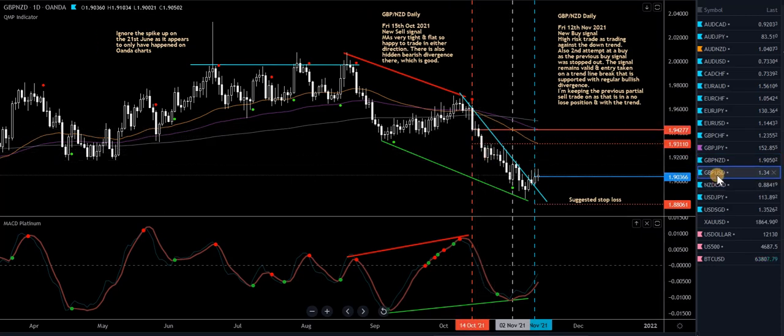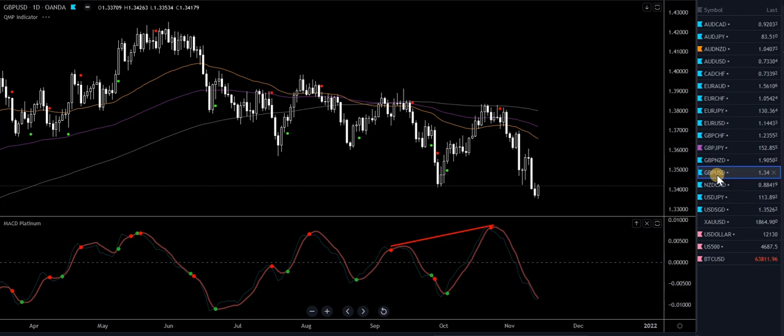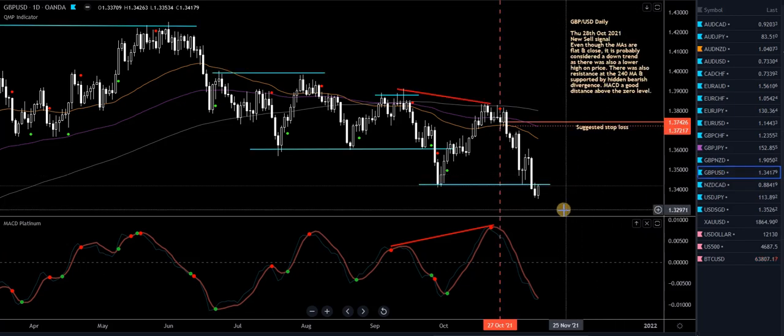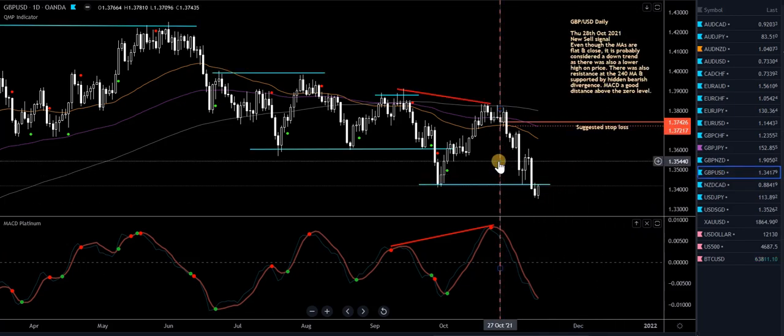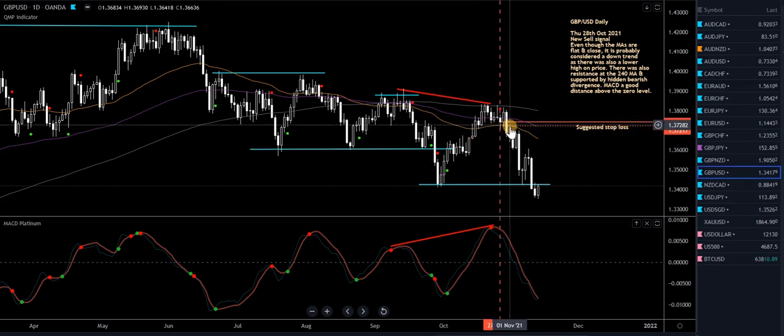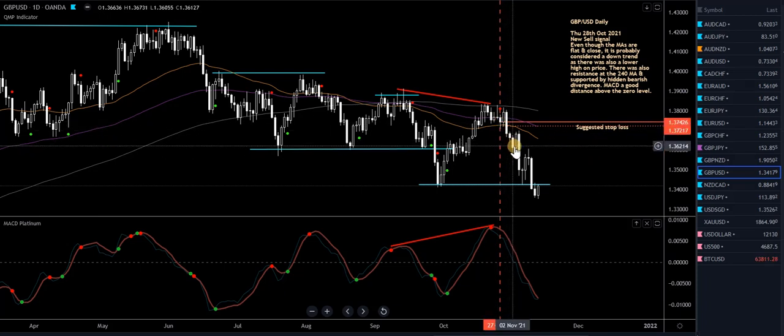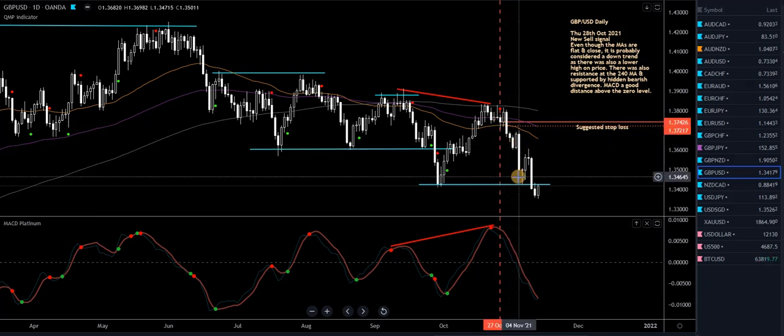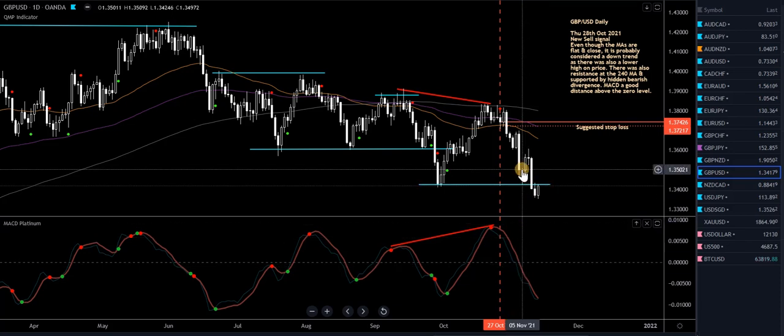It's Pound New Zealand. Pound USD, another one that was causing one of my readers a bit of grief, but like I said, have a bit of patience, sit on your hands. Sell trade here. Trends down, going to give it some room. It didn't really go much on interest rate news through the zero level.